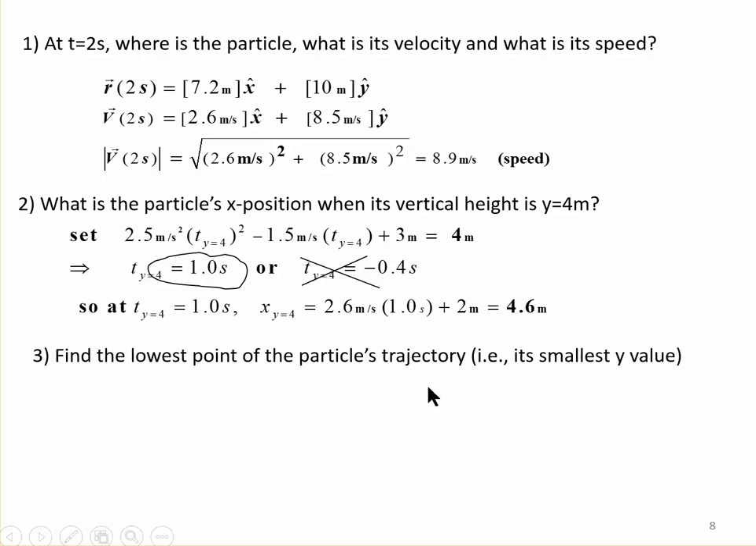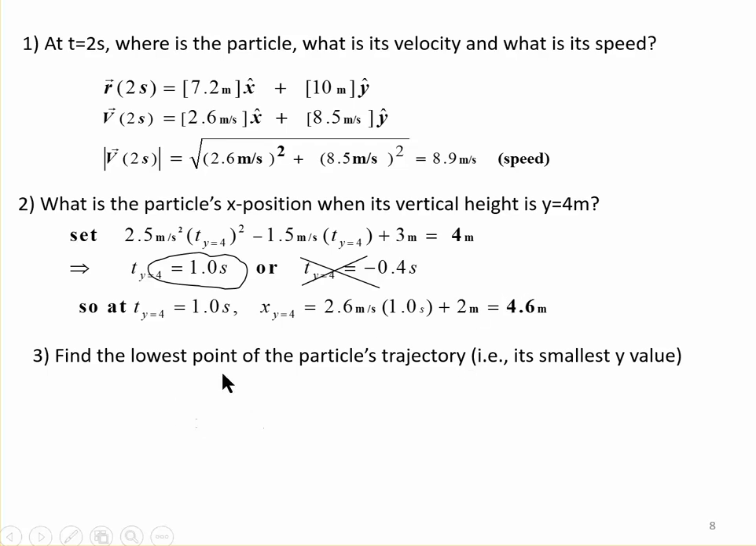The third question that we're asked is finding the lowest point on the particle's trajectory. In other words, its smallest y value. So again, I'm going to need you to visualize the motion. Follow the arrow here. The motion looks something like this. The particle initially is going to move somewhat downwards, but then it's going to swing upwards.